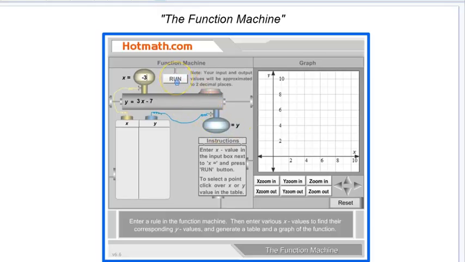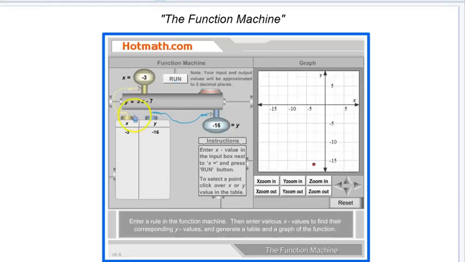When I put in -3, then I'm going to click Run, and you can see this function machine takes -3 as the input, and it gives me -16. The machine basically replaced x with -3 and came out with y. So to use our terminology from the previous slide, x is the independent variable, or the input. Y is the dependent variable, or the output.